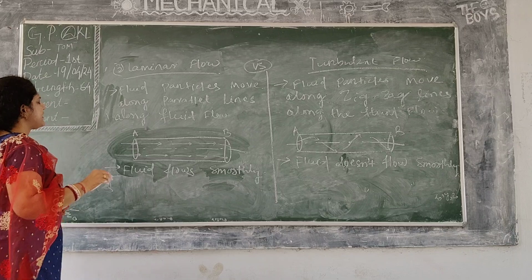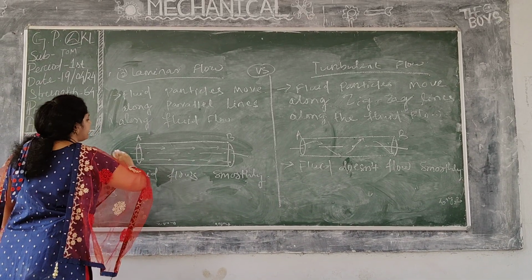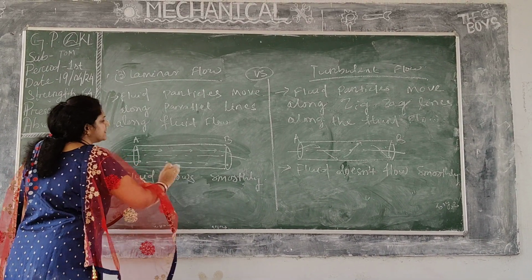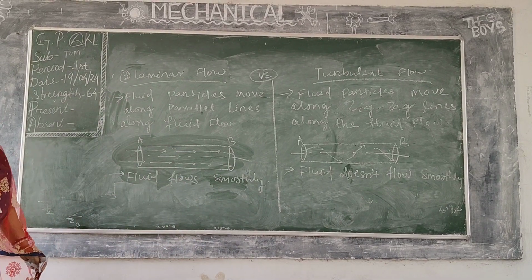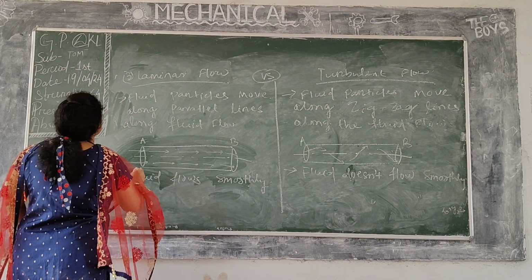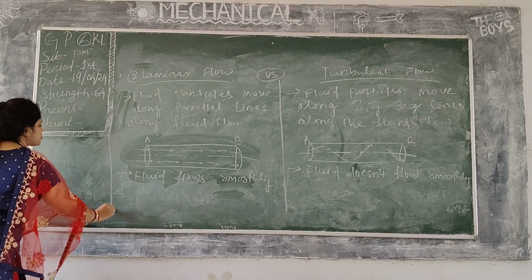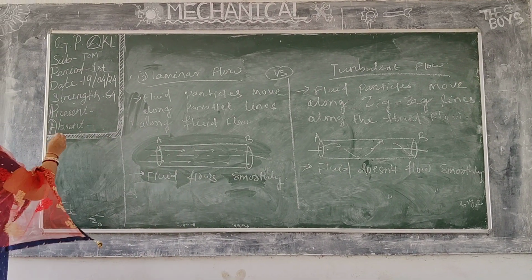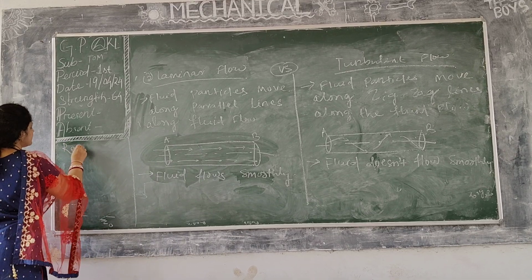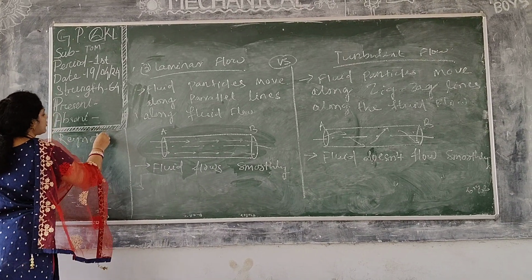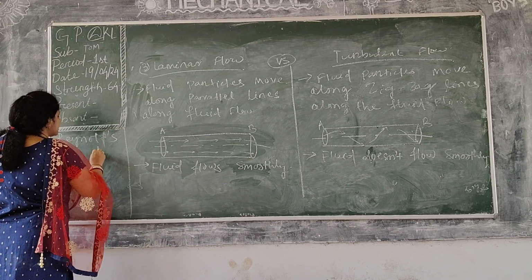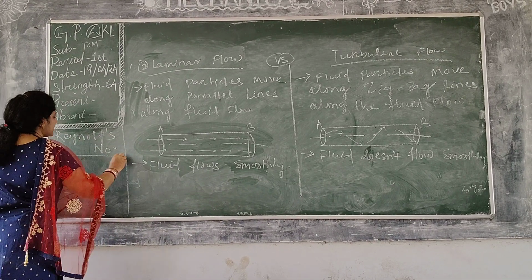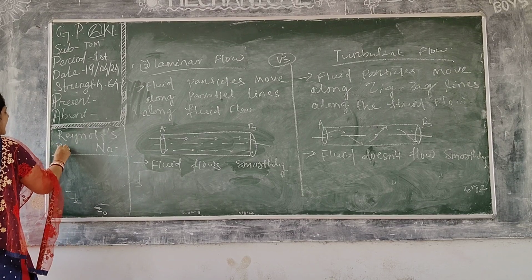Correct? Now again, here parallel flow happens. There zigzag flow happens. Okay. So now next, the difference will be based upon one number, that is known as Reynolds number. Before knowing the third difference, let's see what is Reynolds number, which is denoted by Re.